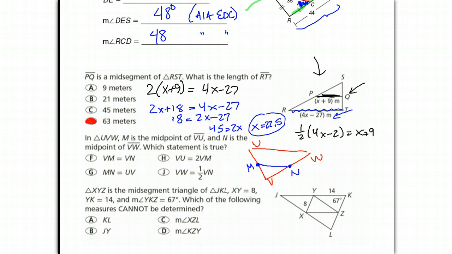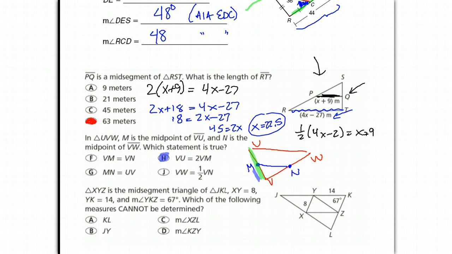VU and 2VM. So VU would be this guy, and 2VM, so two of these guys. And that's actually true because M is the midpoint of VU. So our answer there is actually H. That's the one that we want.